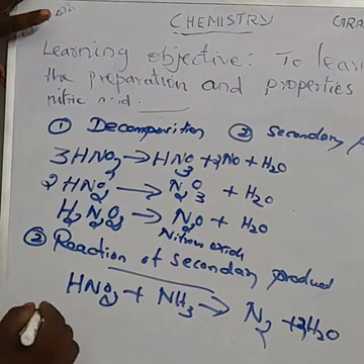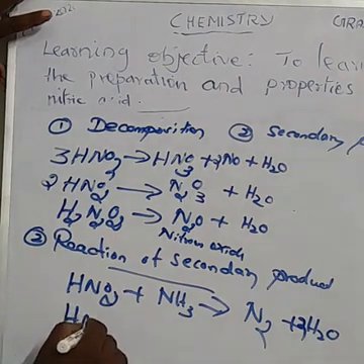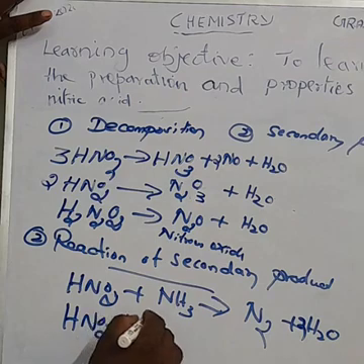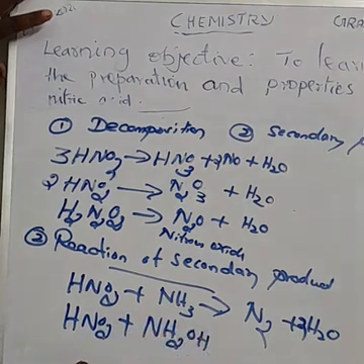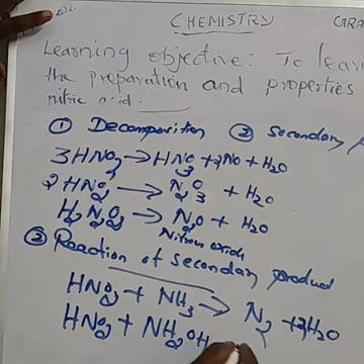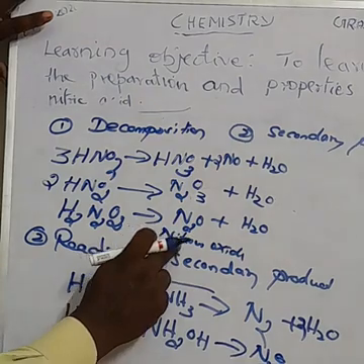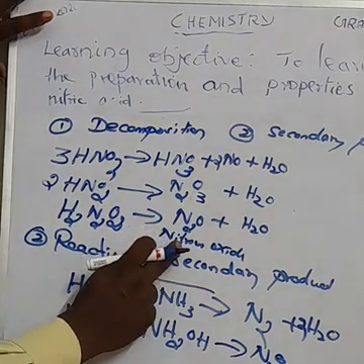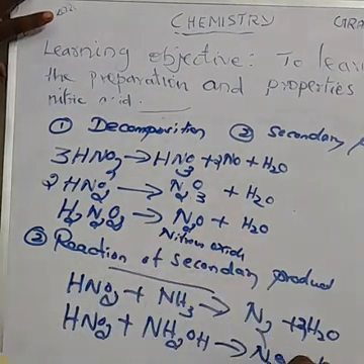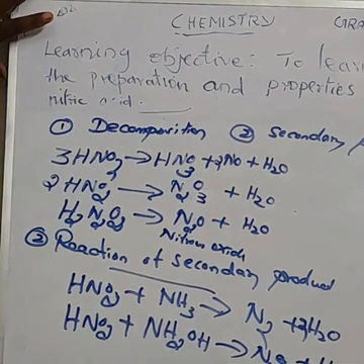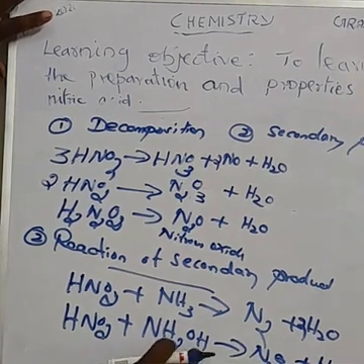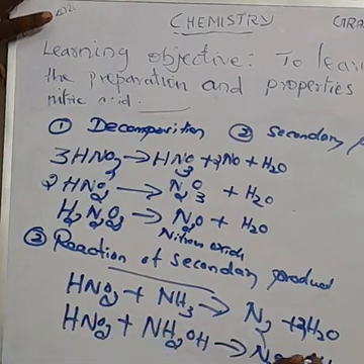Next, nitrous acid reacts with hydroxylamine to form N2O. Already I told you about N2O. What is N2O? Nitrous oxide. Here nitrous oxide plus water. How do we balance the equation? 2 hydrogen, 3 hydrogen, 4 hydrogen, so make it 2 here. Now the equation is balanced.